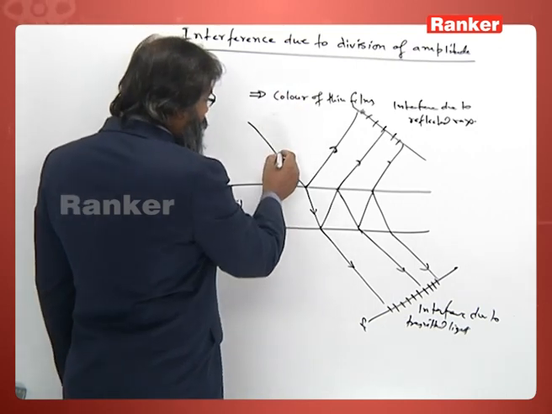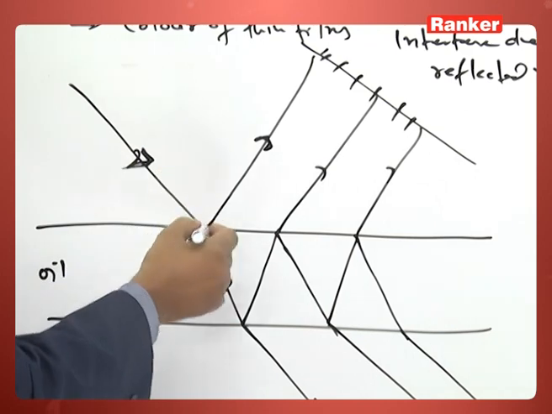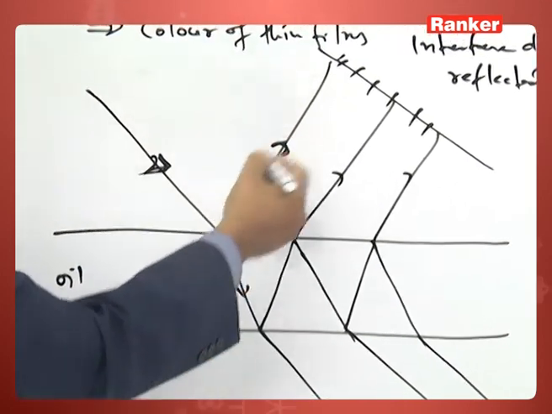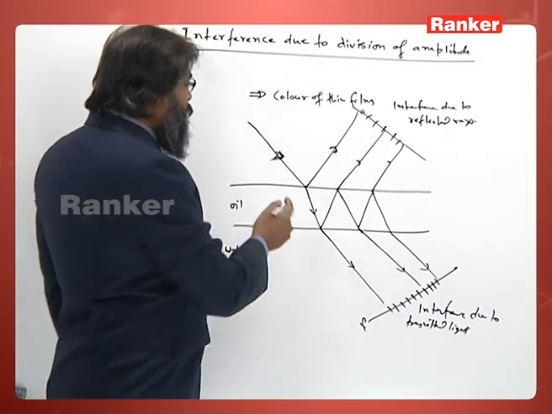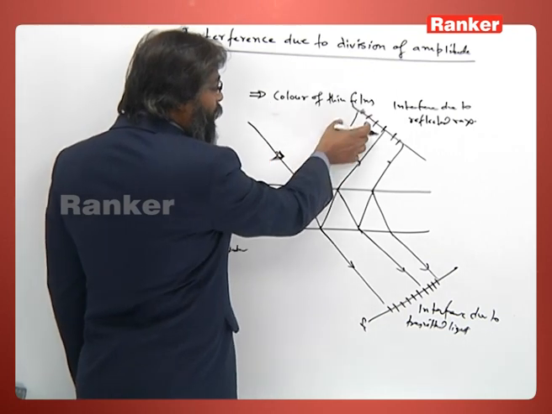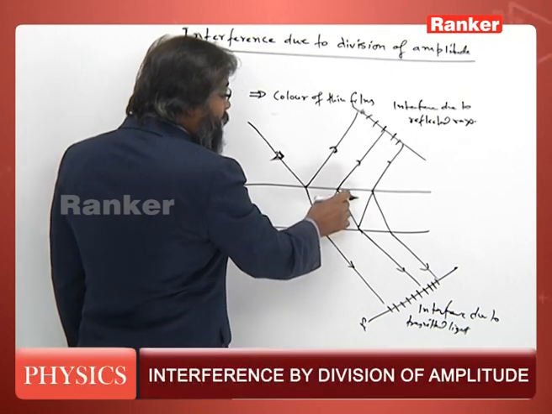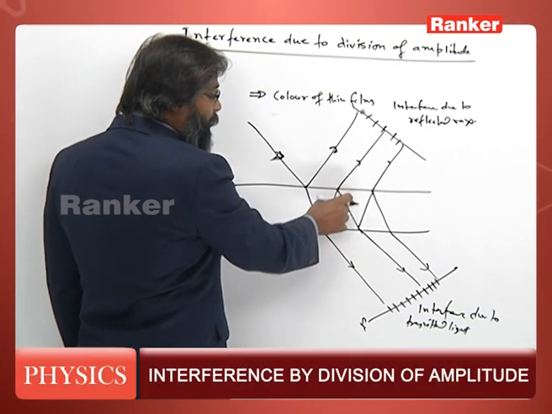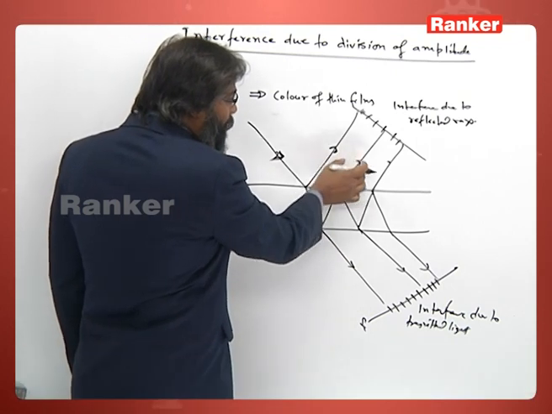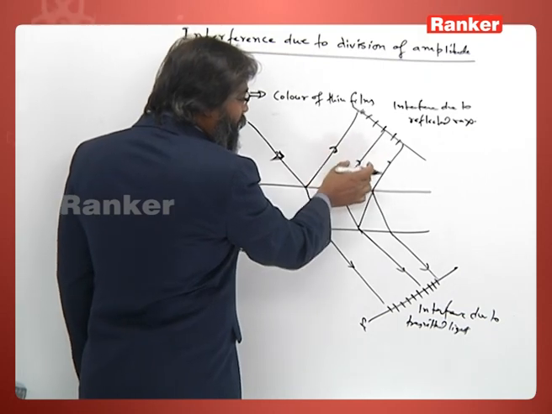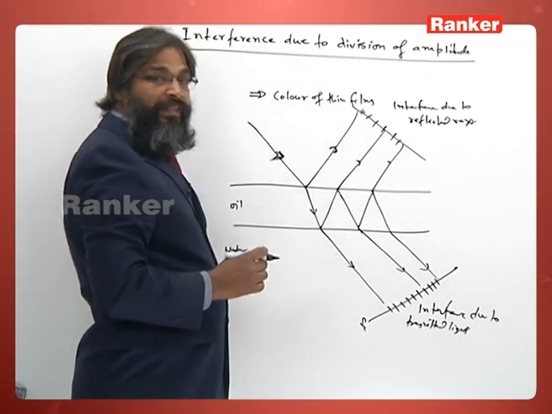Suppose the reflection coefficient is 25%. So, of 100 units of energy, only 25 units are reflected here, then 75 units are transmitted, and again only 25% of that 75 will go this way. So, the amplitude of all these waves decreases drastically.